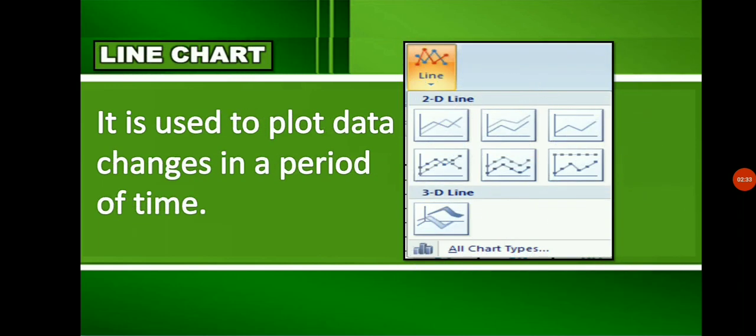Next is the line chart. The line chart is used to plot data changes over a period of time. A line graph has a vertical axis and a horizontal axis. When the individual data points are connected by lines, they show changes in your data. You can use these changes to find trends and possibly to predict results.